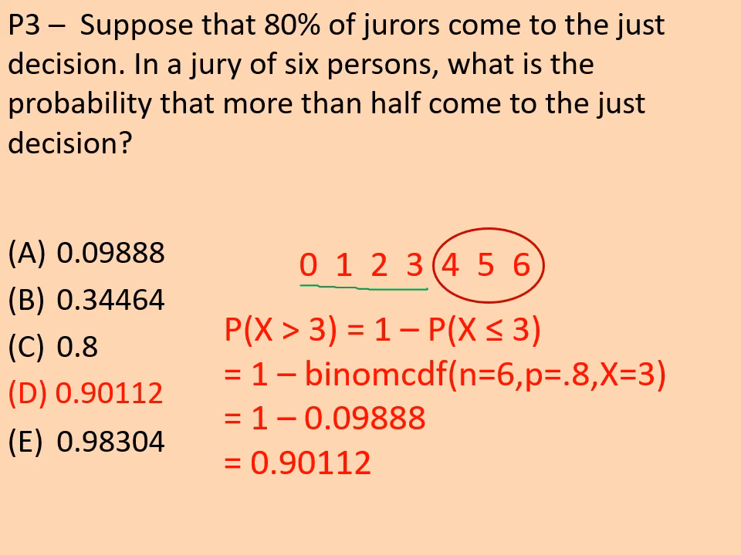remember the sum of all the possibilities is 1. So we do 1 minus a binomial CDF with 6 as the number of trials. The probability of success for any given trial is 80%. And we want to use 3 because with a CDF, it's going to be 3 and everything below it. And so we'll subtract that from 1 and get about a 90% chance that more than half of the jurors will come to the just decision.